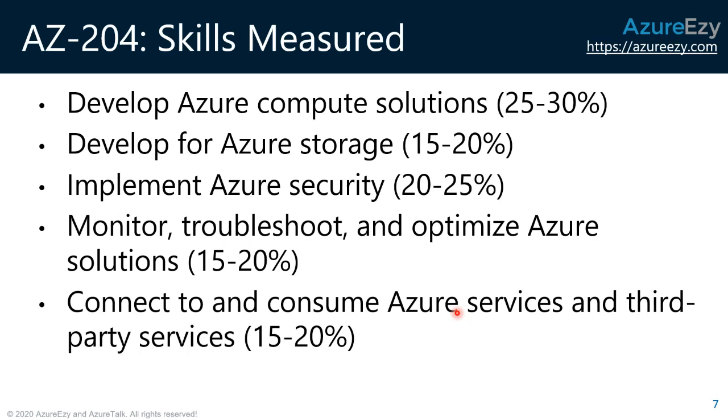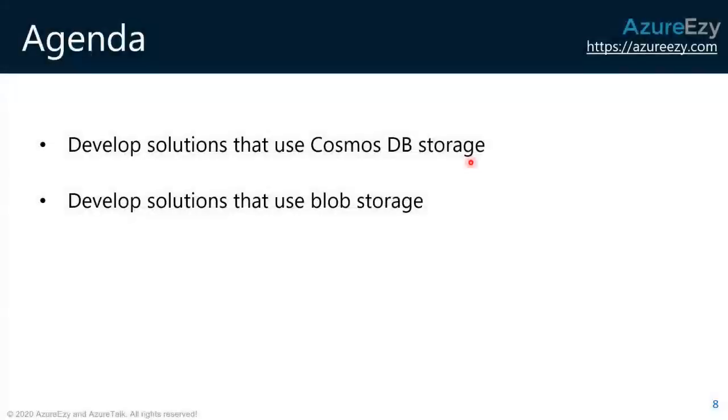And if you see, maximum weightage is for compute solutions, and then it falls to security, and the rest all three are almost the same, 15 to 20%. So today we have Azure Storage Solutions. In this we have the agenda: develop solutions that use Cosmos DB storage and solutions for Blob storage.